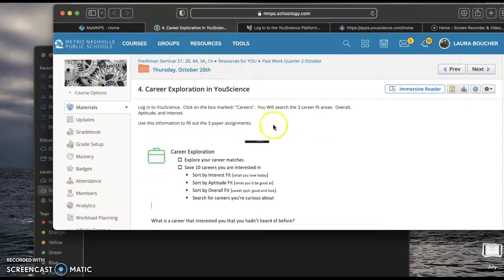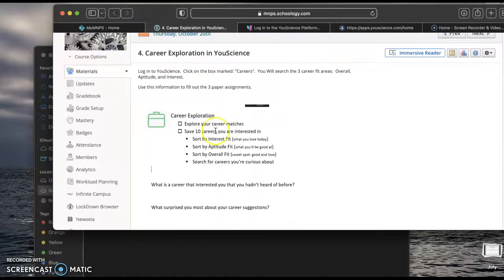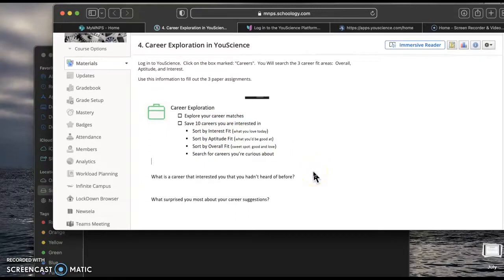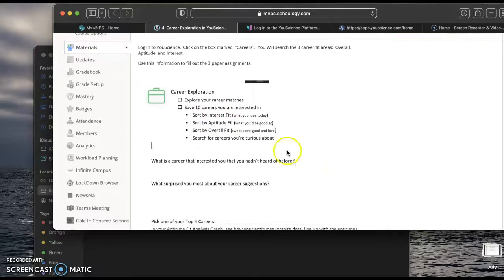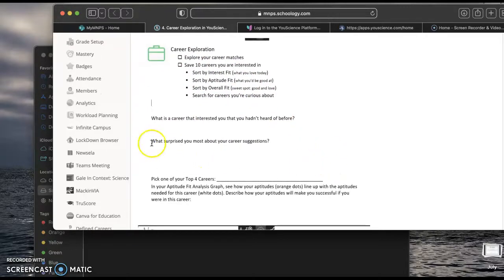From October the 20th, this is how you're going to explore careers in interest fit, aptitude fit, and overall fit from YouScience. So, first step, look through your careers. Then it asks a question, what is a career that you looked through, because you're supposed to explore, that interested you that you had not heard of before?